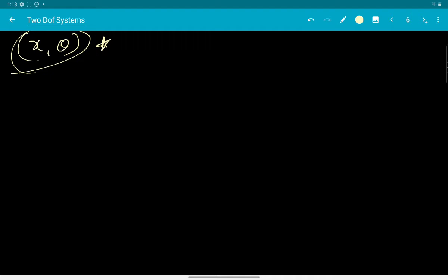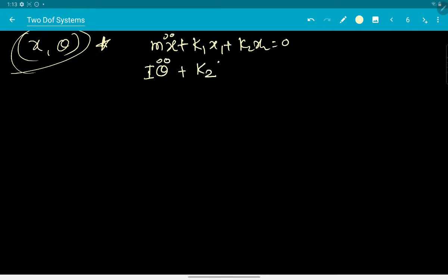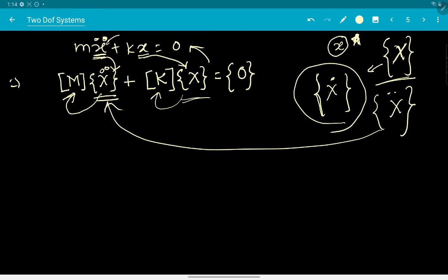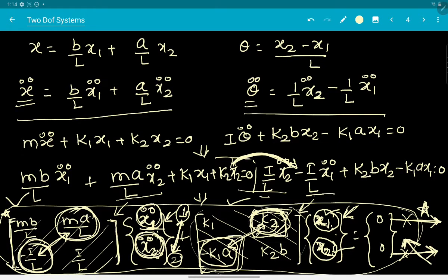Okay, so we have these equations that we have arrived at: m x double dot plus k1 x1 plus k2 x2 equal to 0, which was equation number 1, and equation number 2 was like this: I theta double dot plus k2 b x2 minus k1 a x1 equal to 0. Now what you have to do is replace x1 and x2 by x and theta. For that you will again be using that relationship, whatever we have just now derived.